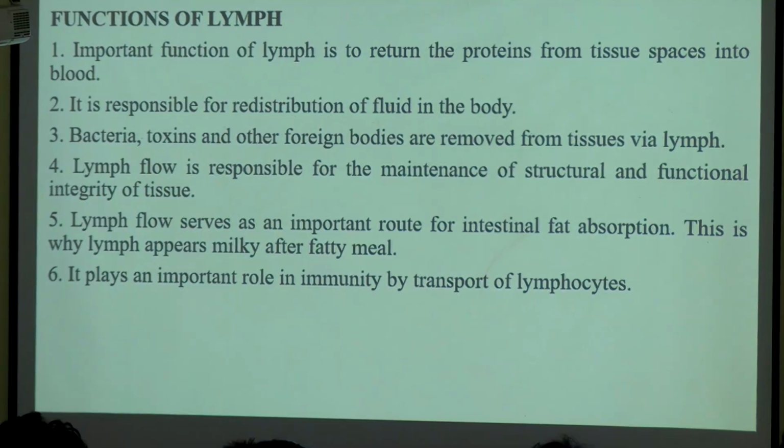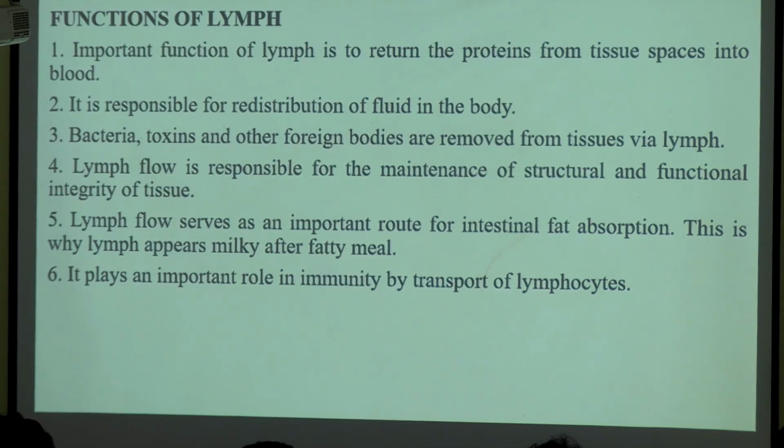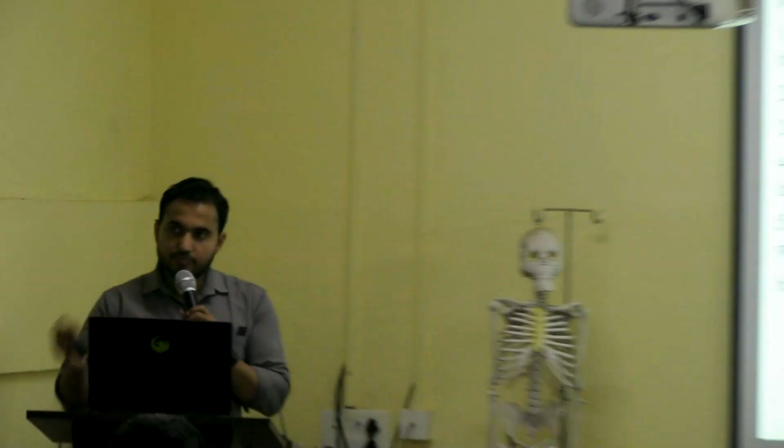Interstitial fluid is drained by the lymph. Now, lymph flow is responsible for maintaining the structural and functional integrity of the tissue. Then it serves as an important route for intestinal fat absorption. So whatever you are eating, if it contains fat, then after absorption the pathway that is followed is different. And for that the lymphatics are very important.